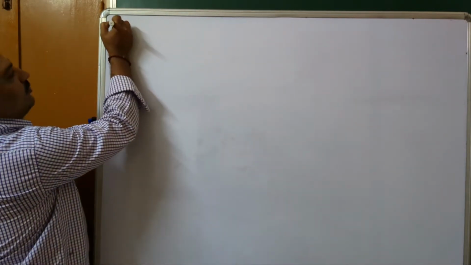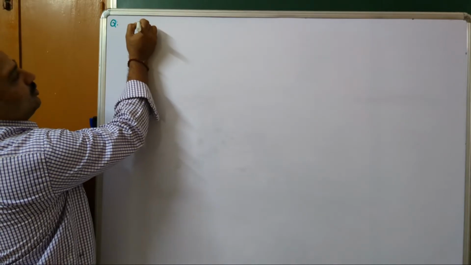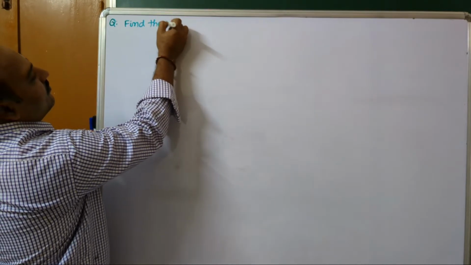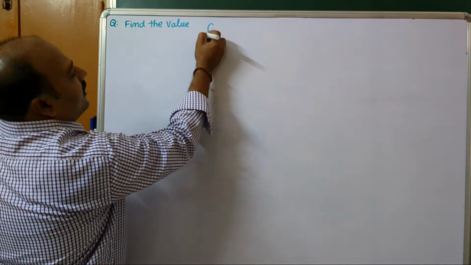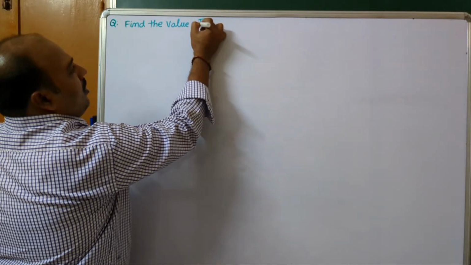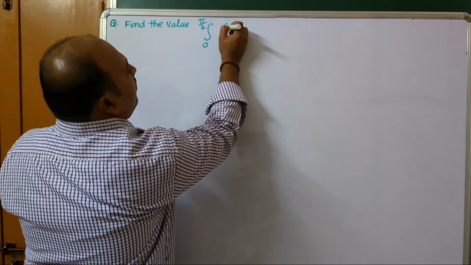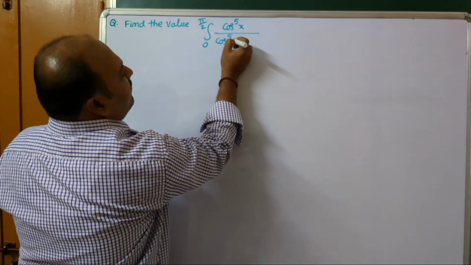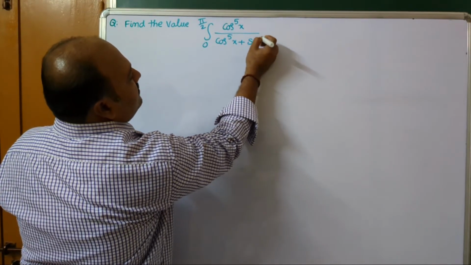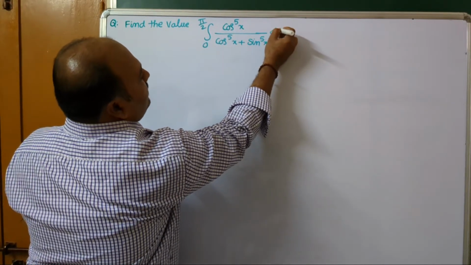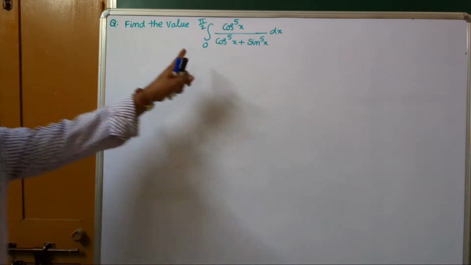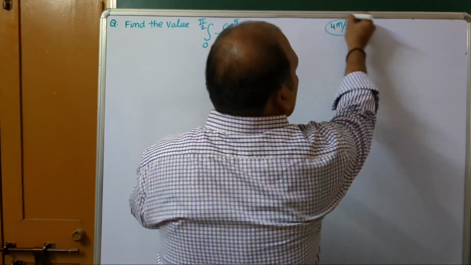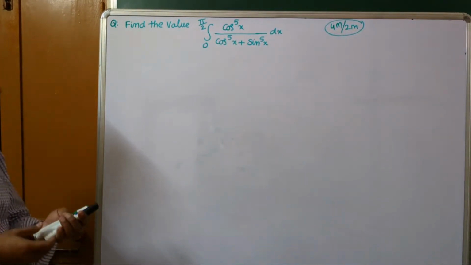Find the value. The question: find the value of integral 0 to pi by 2 cos power 5x by cos power 5x plus sin power 5x into dx. Either 4 or 2 marks. Here I will mention, dear students, 2 or 3 questions I will explain. After that I will stop it.